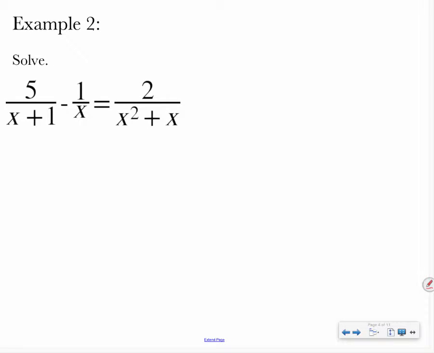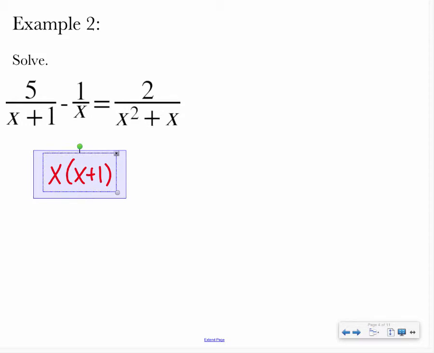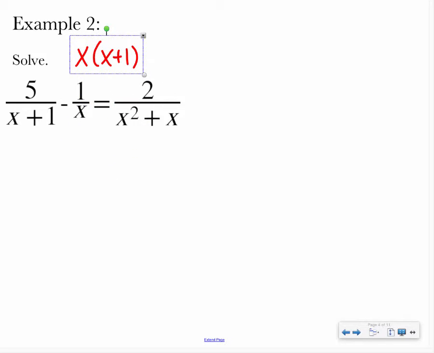Alright, let's take a look at example 2. We want to solve this equation. We have 5 over x plus 1 minus 1 over x equals 2 over x squared plus x. So I look at this problem and I see on the left-hand side I have two different denominators, and I want to find the least common denominator of x and x plus 1, which I'm pretty sure is going to be just x times x plus 1, because I don't see anything right away, and as we discussed yesterday, one way to get a common denominator is to multiply the two denominators together.